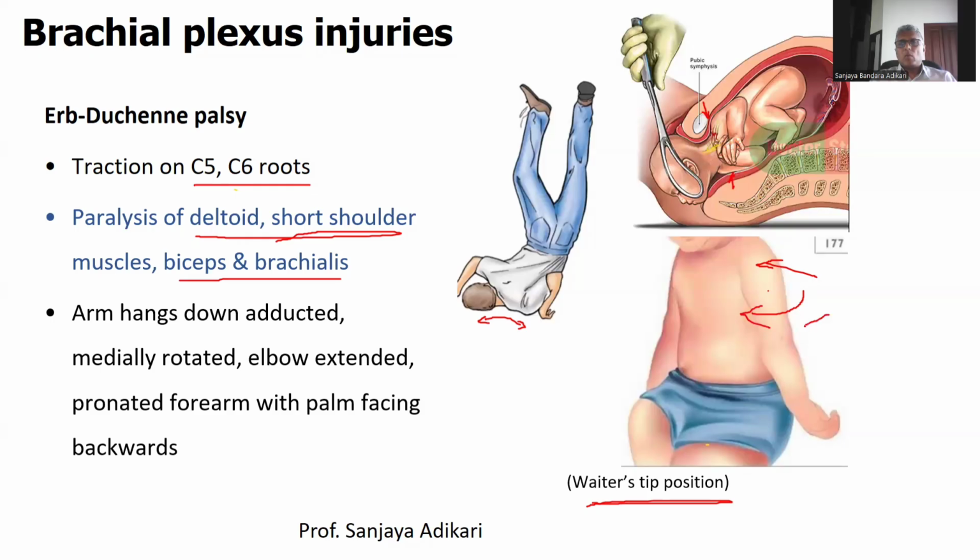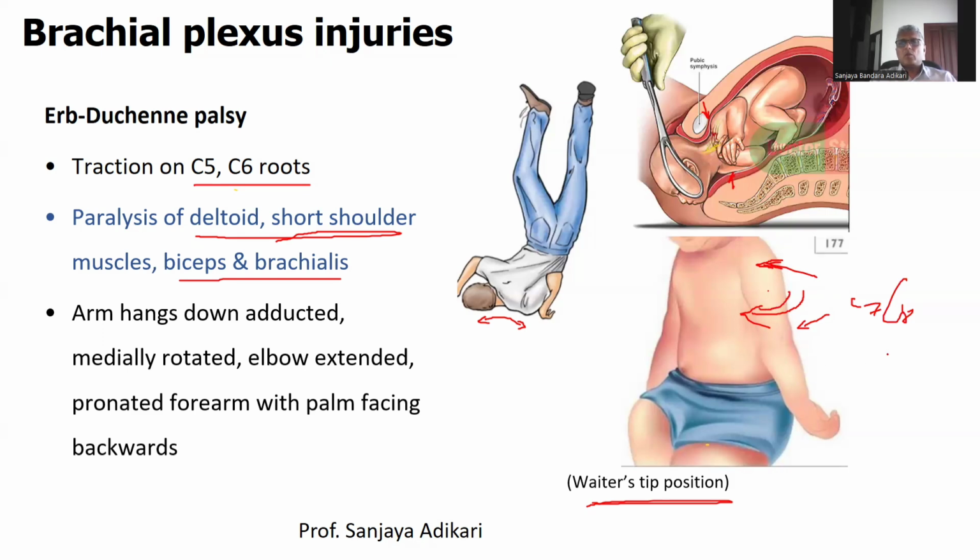Then at the elbow, the biceps and brachialis are gone. Triceps is intact because it's supplied by the C7 and C8 segments. Therefore, the elbow is extended. So in this one, the shoulder is adducted, the arm medially rotated, and the elbow extended.